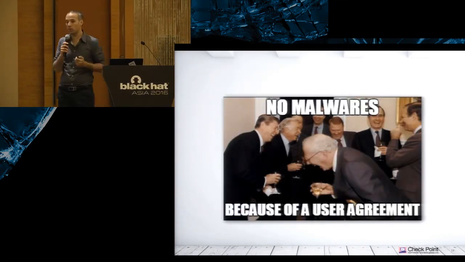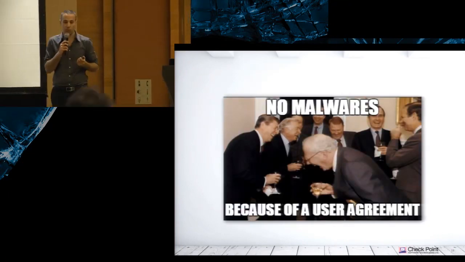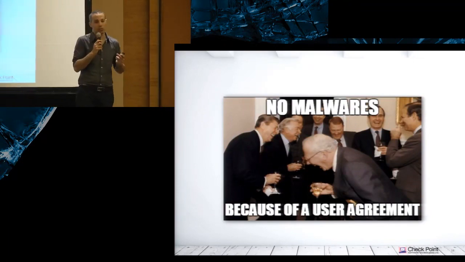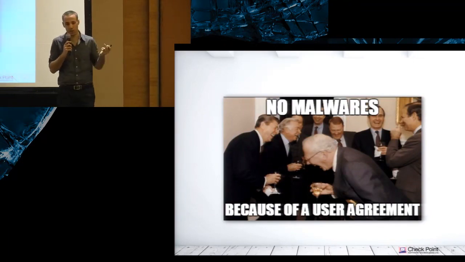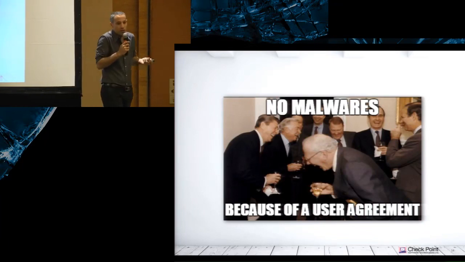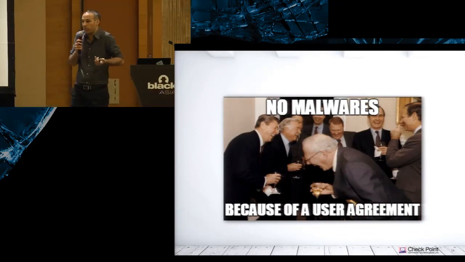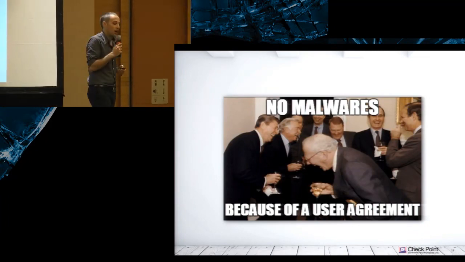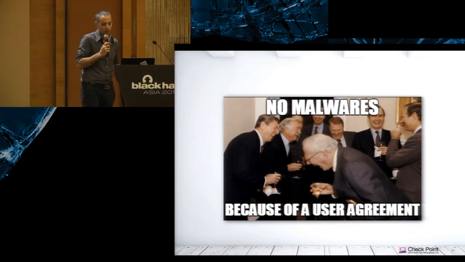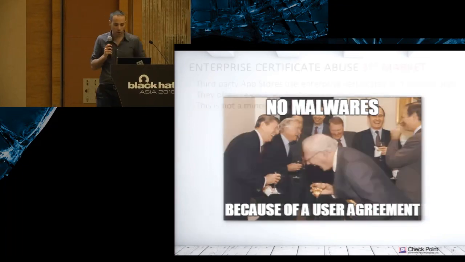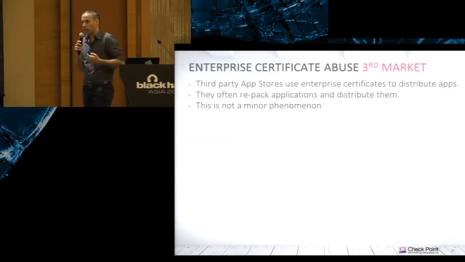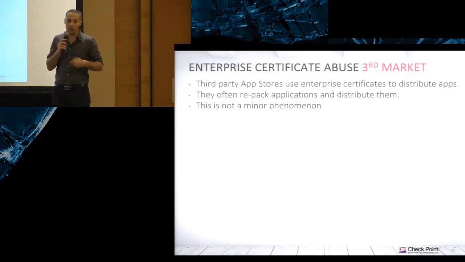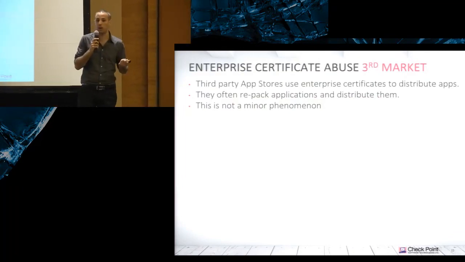But I think that history showed us again and again that relying on a user agreement to prevent malware just doesn't work. Users cannot really tell if the application that they are installing is doing something malicious or just abusing other capabilities on the device. And I want to share with you a little bit about what is actually happening with enterprise applications in real life. Okay, so the first example is third-party markets.